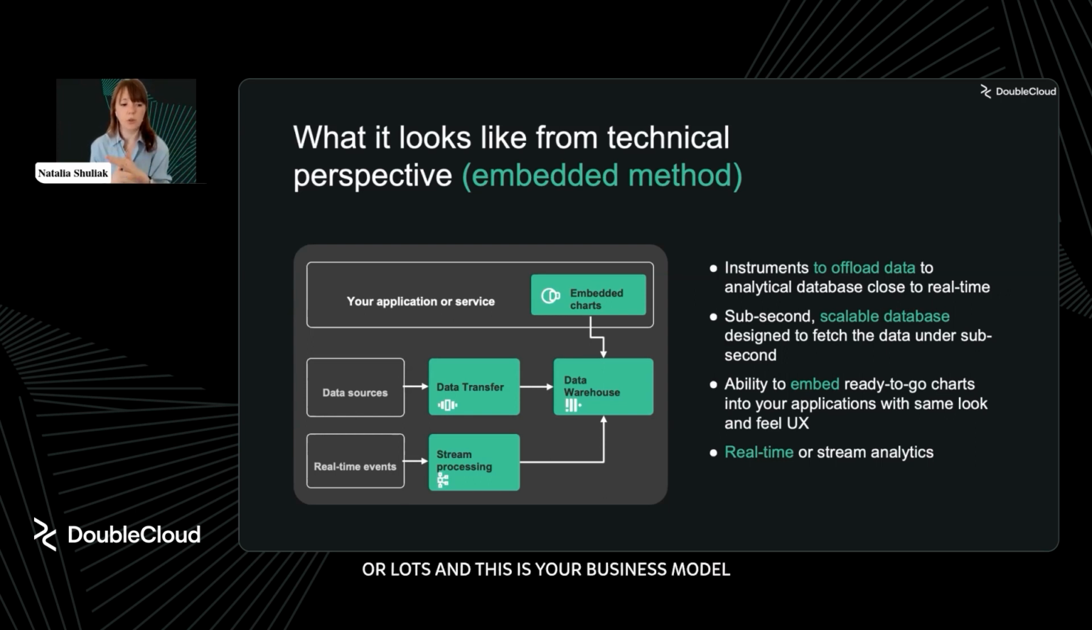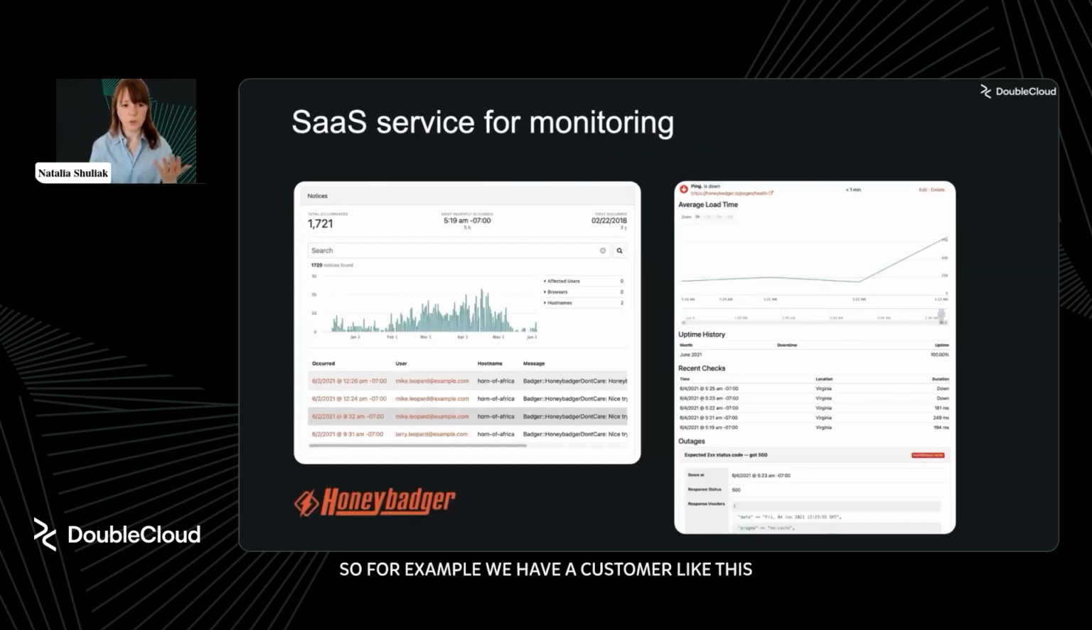But then if you have too much, and this is your business model, real-time events, you can also use Kafka to feed the data into ClickHouse, so that then it becomes available to the customers. So, for example, we have a customer like this, Honey Badger. Honey Badger is competing with Datadog and other monitoring solutions. And obviously, one of the values that they're providing is a much more significant speed versus other tools out there. Under the hood, they are using ClickHouse because of its speed, and they're pretty happy with the results.